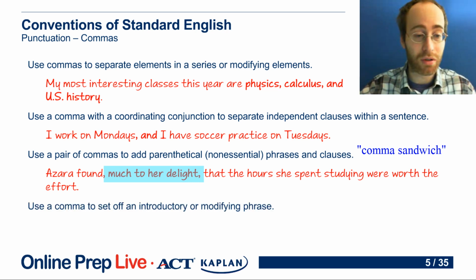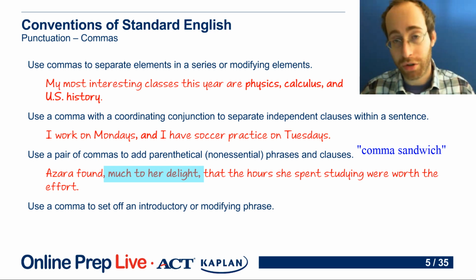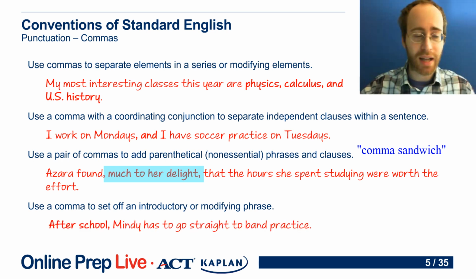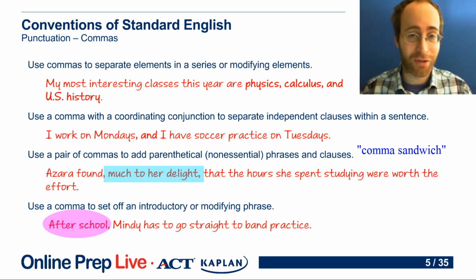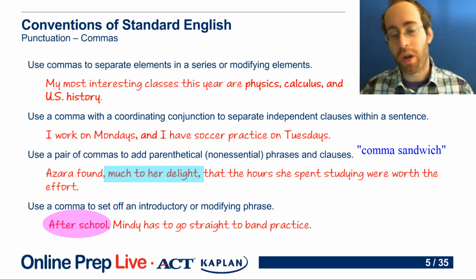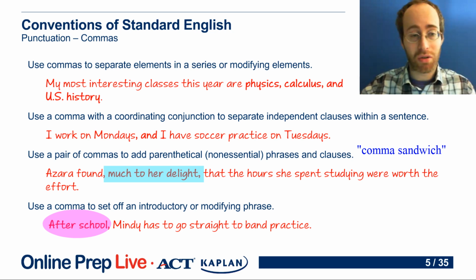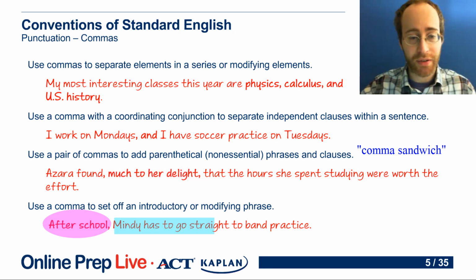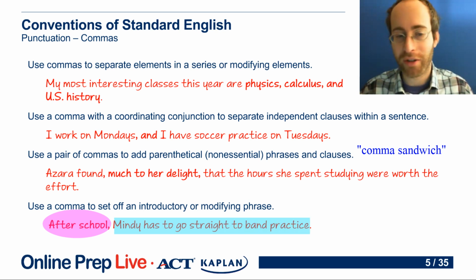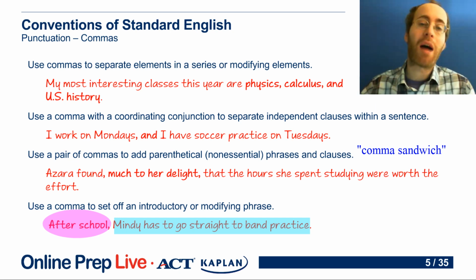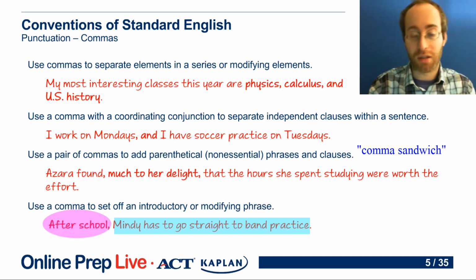The last thing that commas do is they set off an intro or modifying phrase. So if you check out this sentence, after school, Mindy has to go straight to band practice. Notice that after school is not a complete sentence. That comes nowhere close to having a subject, a verb, and a complete thought. So when you have that, you can attach it to a complete sentence with a comma. You can see this: Mindy has to go straight to band practice. If you look at that, that would be a complete sentence all by itself. Remember, we said that commas were not strong enough to hold 2 complete sentences together, but a comma can and should hold a complete sentence to an incomplete sentence, a phrase.